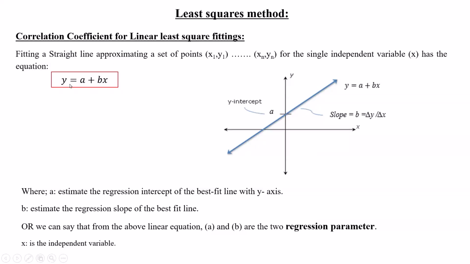As you see here, we have this equation for least square method: y equals a plus bx. It is an equation for a line, maybe in this direction or in this direction, it doesn't make any difference. A is the intercept with y, b is the slope of the line. A estimates the regression intercept of the best fit line with the y-axis. B estimates the regression slope of the best fit line. From the above linear equation, a and b are the two regression parameters. X is the independent variable. This equation is called regression.